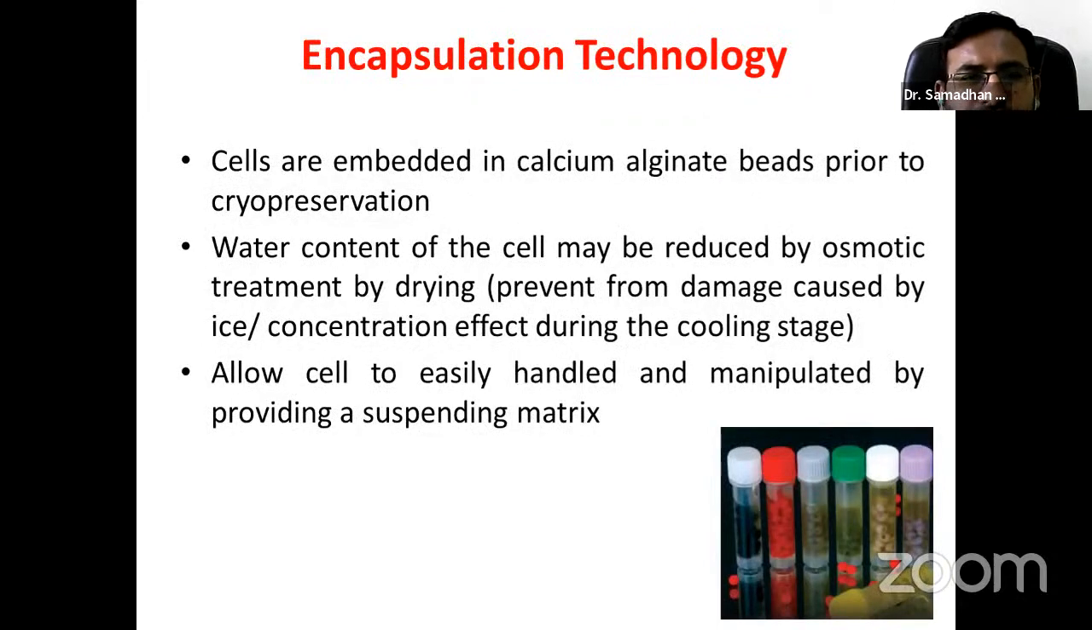Then encapsulation technology. The cells are embedded in calcium alginate beads prior to cryopreservation. You can see these beads here, these are calcium alginate beads. Then the water content of the cells may be reduced by osmotic treatment or drying, which prevents damage caused by the ice concentration effect during the cooling stage. It allows cells to be easily handled and manipulated by providing a suspended matrix.